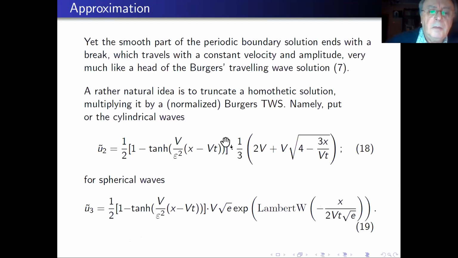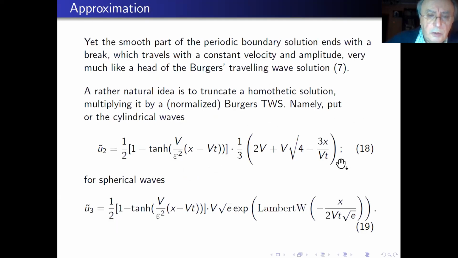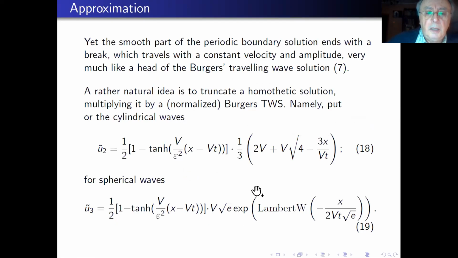Well, here is the main step. Since this shock is very much like the shock of the Burgers traveling wave solution, we may truncate this dotted line simply by multiplying it by this traveling wave solution for the Burgers equation. This is the Burgers equation multiplier, which is the same for the spherical and for the cylindrical case.